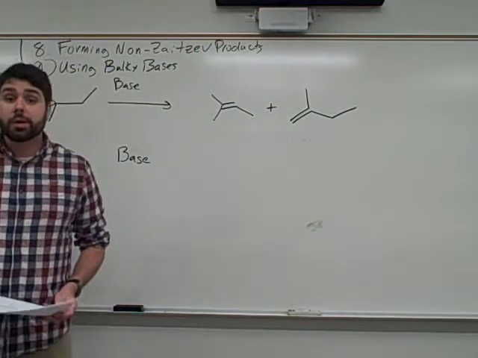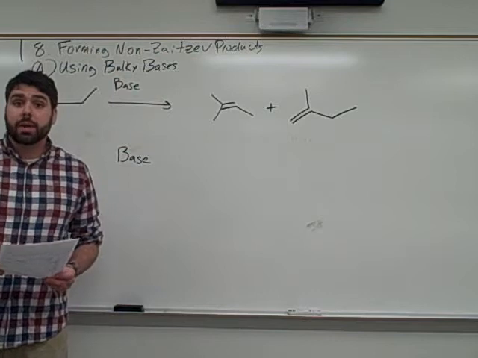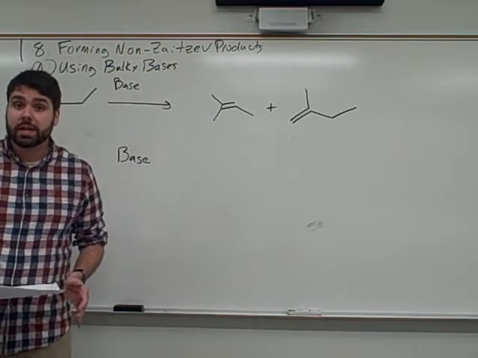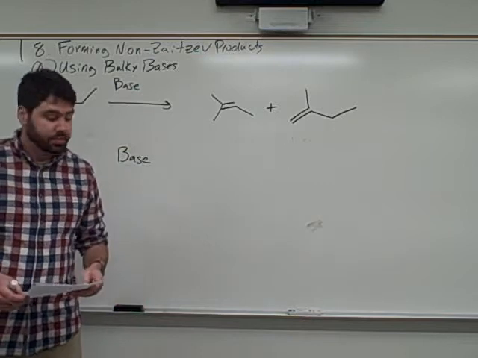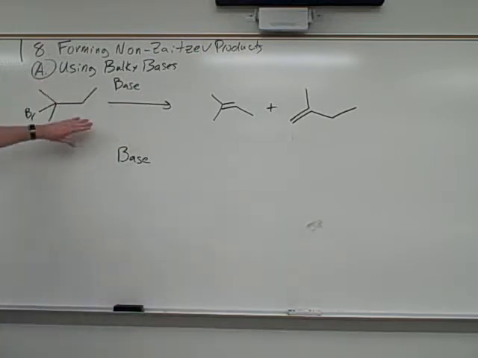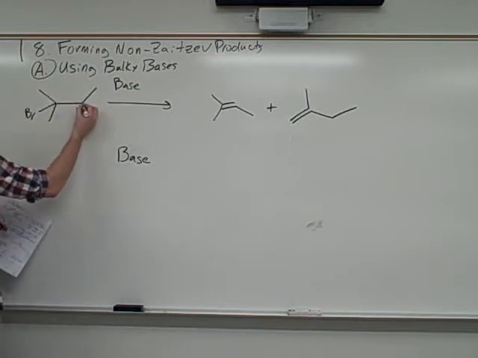Okay everybody, what we're going to do in this last video is talk about eliminations. Specifically, how do you do eliminations that give you products that don't follow Zaitsev's rule? So if we remember correctly, Zaitsev's rule tells us that when we're pulling off a proton in an elimination, the more stable product is formed by removing the protons from the position that's more substituted. So in this case, you've got this tertiary alkyl bromide.